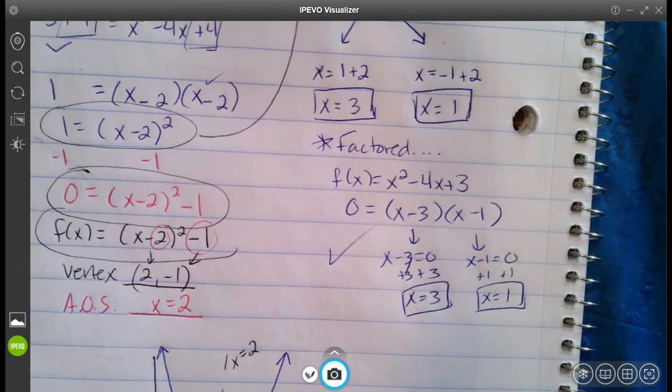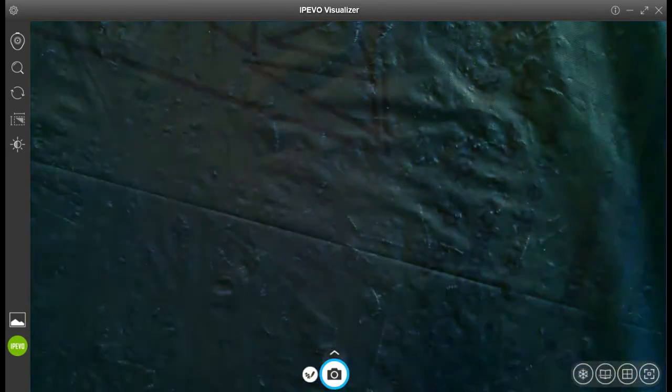The last method would be the quadratic formula. I'm not going to do that in this video. If we do come upon it, I can definitely make a video to review that concept in case you forgot the formula, okay? But that's it for this problem. Let's go ahead and move on.